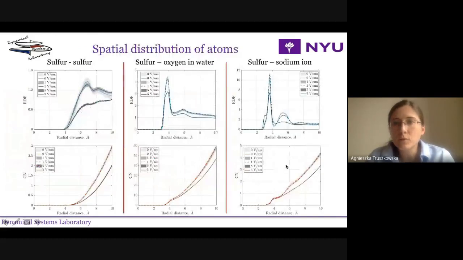We also look at the common metrics for structural distribution, so the spatial distribution of atom pairs. Sulfur is basically the sulfur from the sulfonate group, so it is a measure of the presence of the anion, the negatively charged ion. We can see that in the highest field, the separation between sulfonate groups increases. There is also less water present near the sulfonate groups, which makes sense because it migrates along with the sodium. And finally, there is less sodium around sulfonate groups, which also migrates.